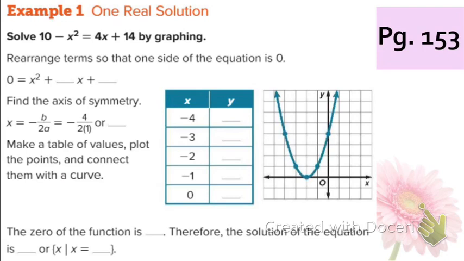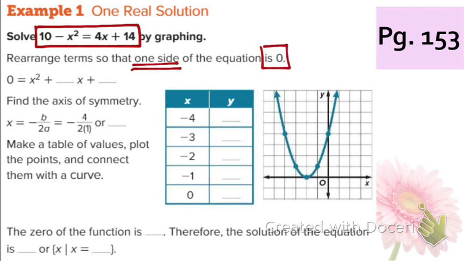Example number 1, still on page 153. Here's what they want me to solve. I'm going to put a big red box around that. If I'm going to solve this by graphing, I need one side of my equation equal to 0. Does this function right here have one side that is a 0? No. So that's the first thing I have to do. I have to set this equal to 0.